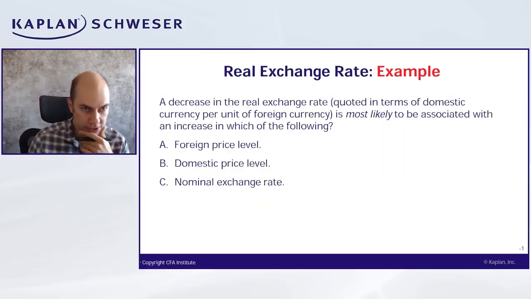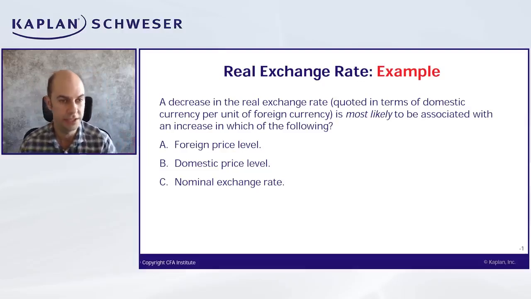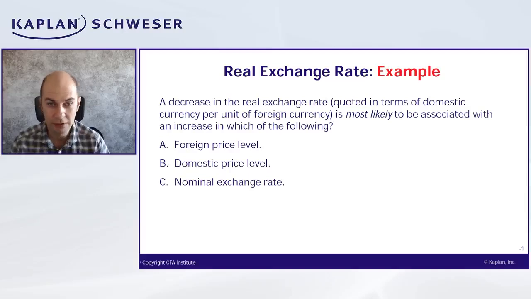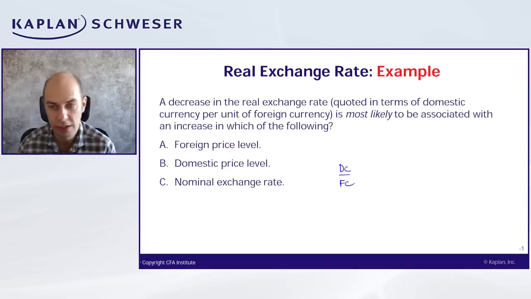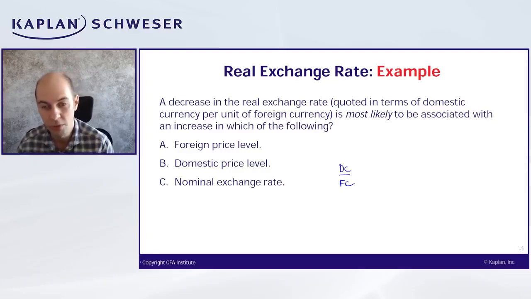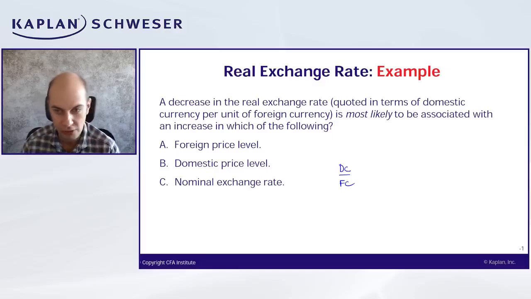Okay, let's have a look at this one. And of course, you know what you've got to do. A decrease in the real exchange rate, quoted in terms of domestic currency per unit of foreign currency. So notice here, we are quoting DC over FC. That's a bit arbitrary, right? You're going to know which currency is domestic from your point of view. I've got a lot of viewers from America, so for you it's going to be the dollar. Obviously, I'll have viewers from the UK, so the pound, from the Eurozone, the euro, and many other countries as well.